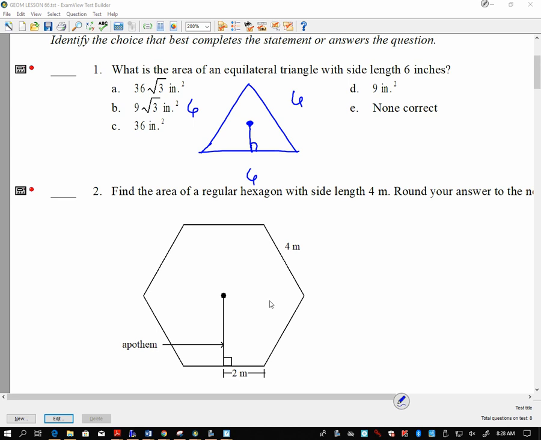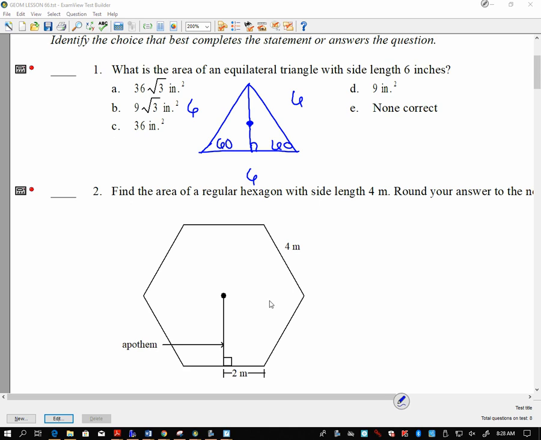The reason I say I don't really see the need to use the apothem here is because we can draw a line that goes all the way up, right? If I divide this, if I know it's an equilateral triangle, I also know it's an equiangular triangle. What are all the angles of an equiangular triangle? 60. Okay, so this is 60, 60.